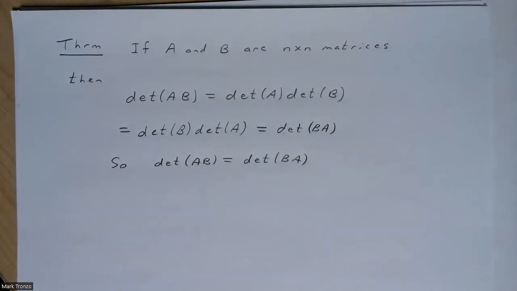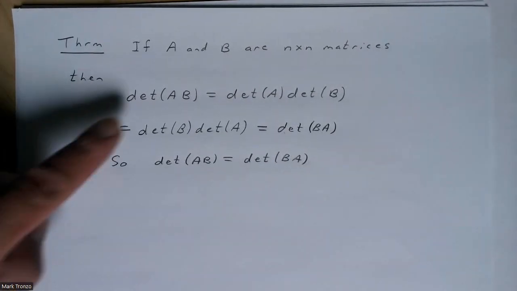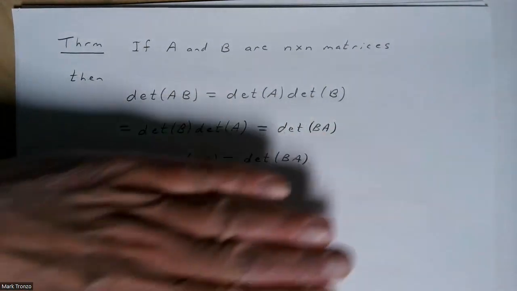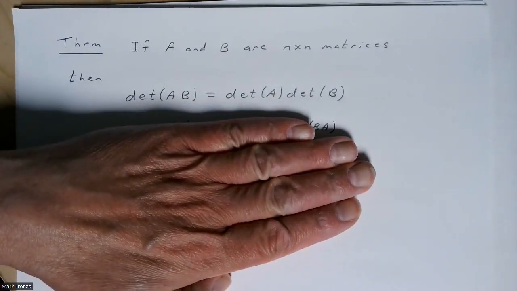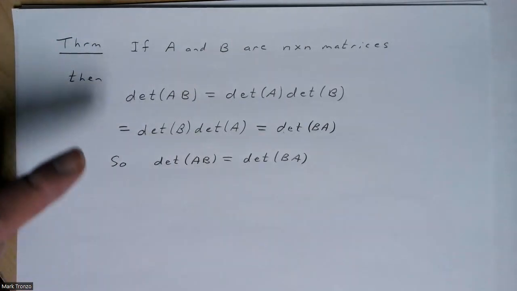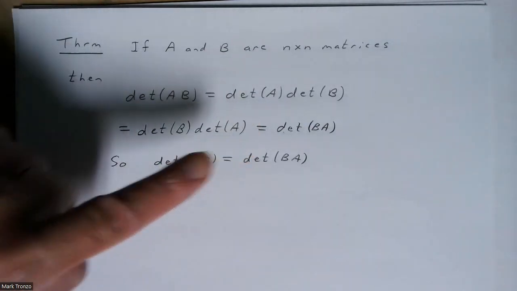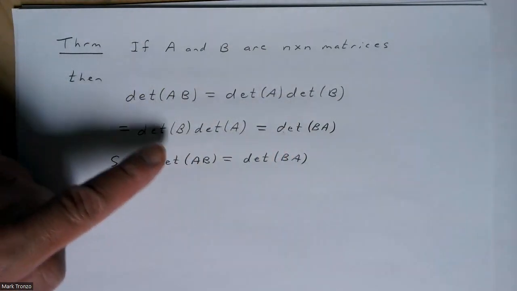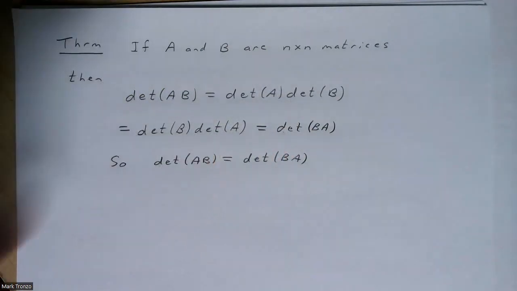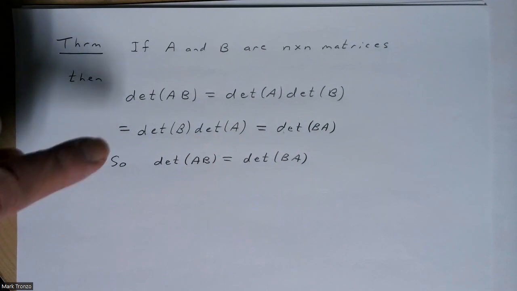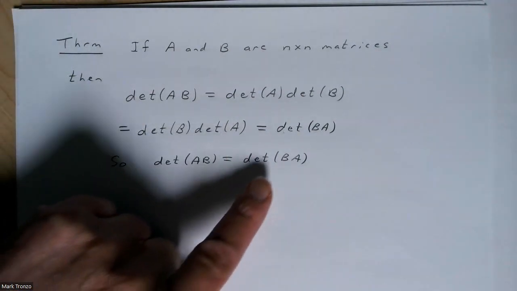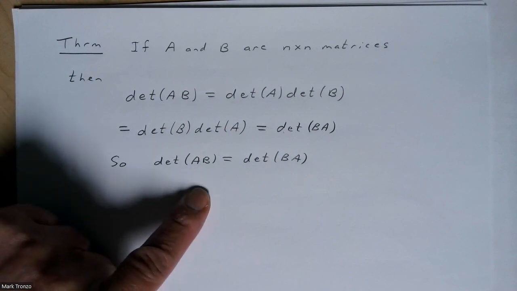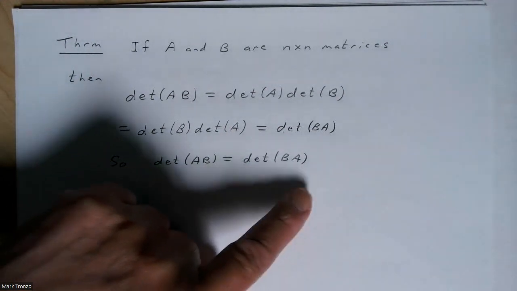So we have several properties that come up here. The determinant of AB is equal to the determinant of A times the determinant of B. That's one property. And also we have the determinant of A times the determinant of B is equal to the determinant of B times the determinant of A, again, just because they're scalars, because they're real numbers. And finally, the determinant of AB is equal to the determinant of BA.